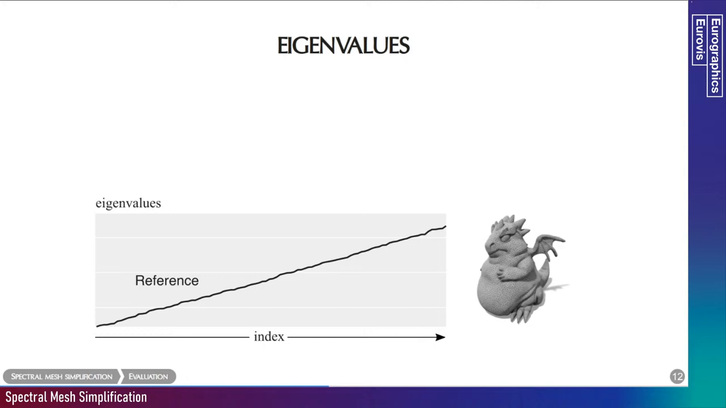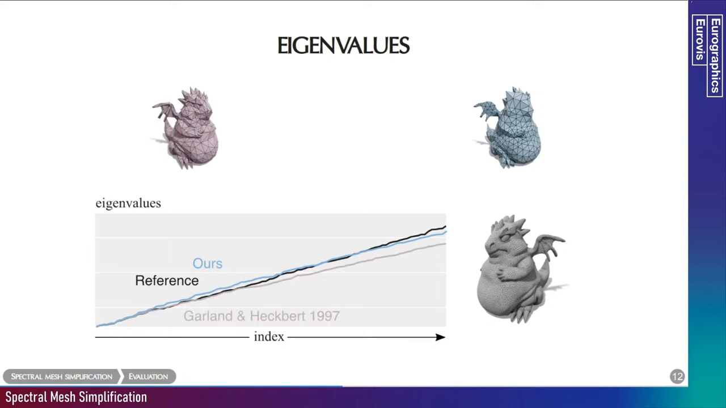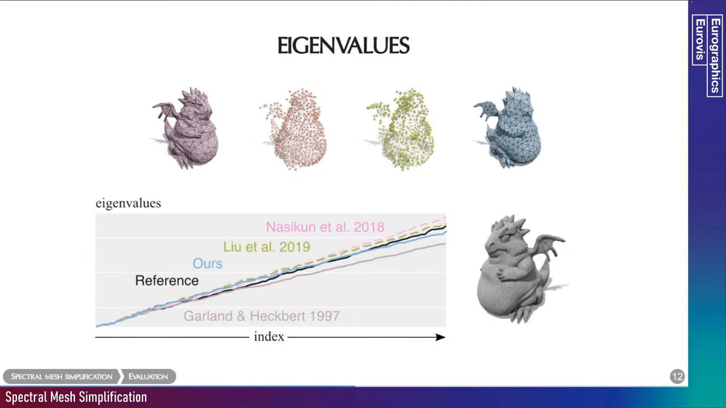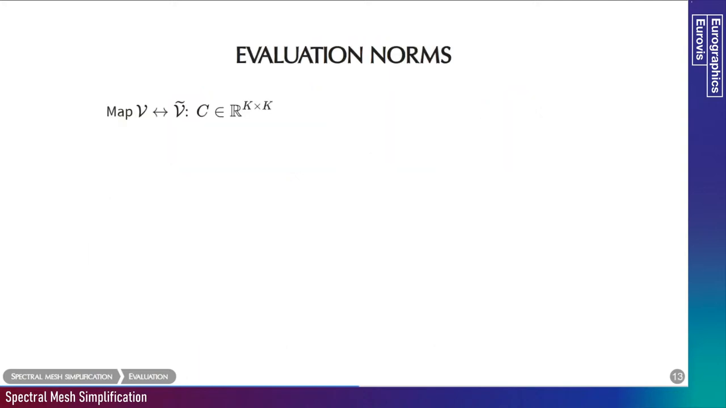We can also look at the eigenvalues, here the first 100 eigenvalues of the detail mesh. Those from our coarse mesh are similar, although not exactly the same, while those from a mesh reduced with the quadric simplification diverge more. The methods of Nasikun and colleagues, and especially the one of Liu and colleagues, are much closer to the input spectrum at the cost of not outputting a mesh. Directly looking at eigenvalues and eigenvectors is not sufficient. We need an objective evaluation.